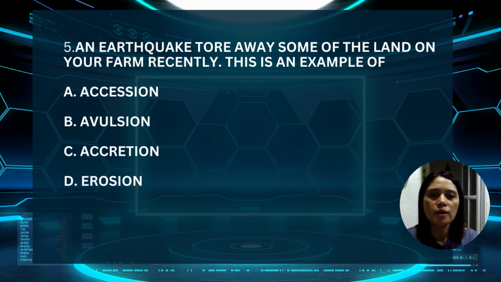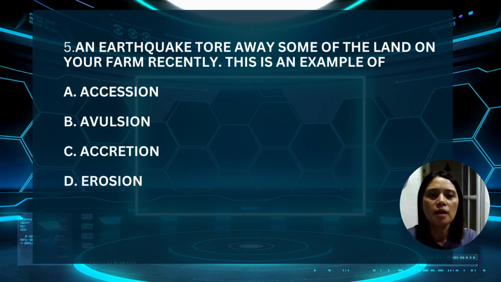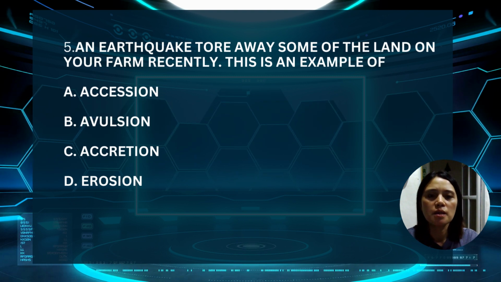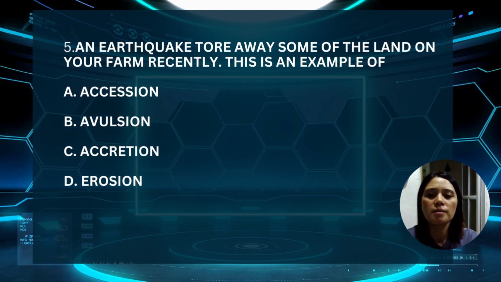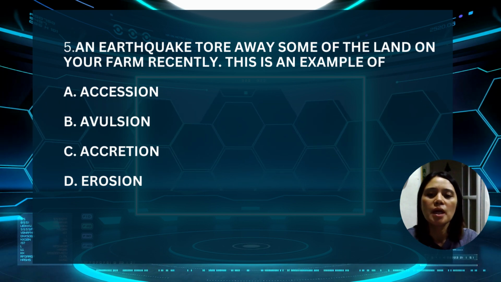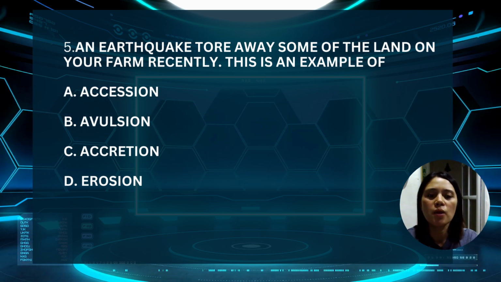An earthquake tore away some of the land on your farm recently. This is an example of A. Accession, B. Avulsion, C. Accretion, D. Erosion.